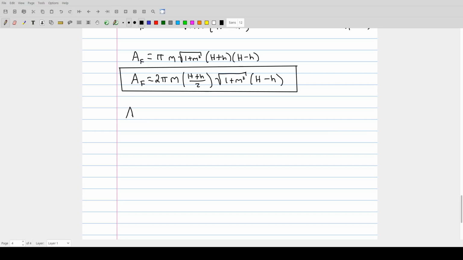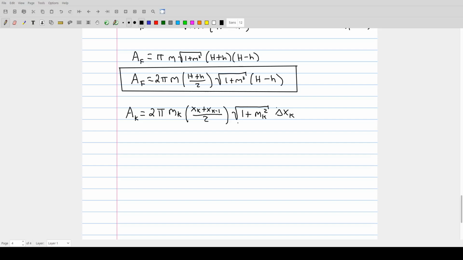this is going to be 2 times pi times MK, where MK is the slope of the kth frustum, times the value, we'll say, XK plus XK minus 1 over 2, times the square root of 1 plus MK squared times delta XK. Okay. So delta XK is capital H minus lowercase h. It's the width of the kth frustum.